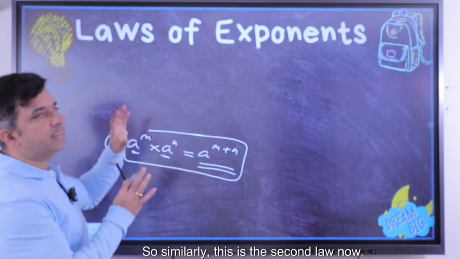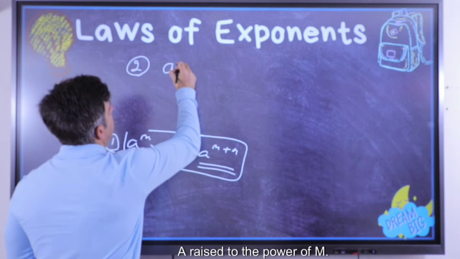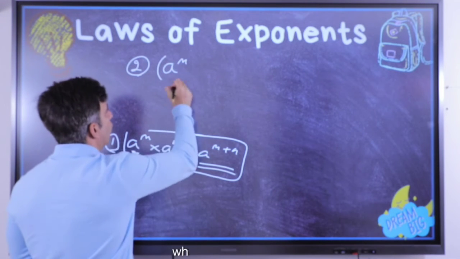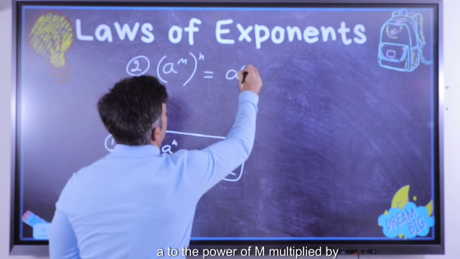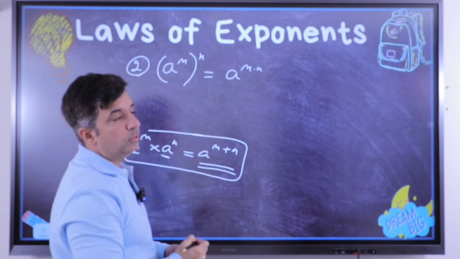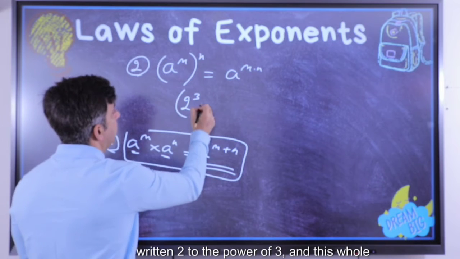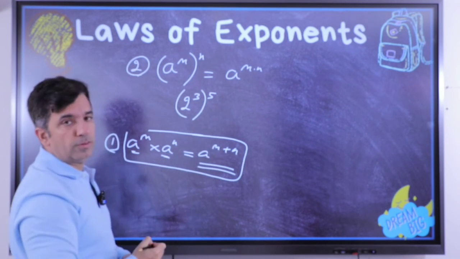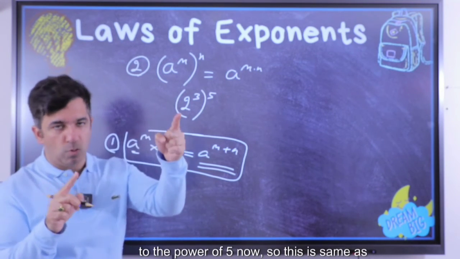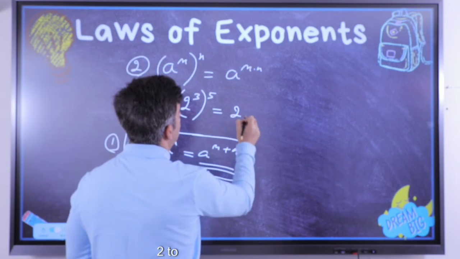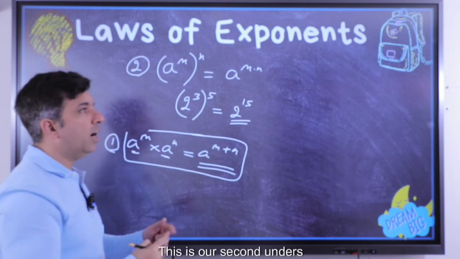Similarly, this is the second law now. The second law is this, that a raised to the power of m whole raised to the power of n is the same as a to the power of m multiplied by n. This means that, let's say, we have written 2 to the power of 3 and this whole term is raised to the power of 5. This is the same as 2 to the power of 3 multiplied by 5, that is 15. This is our second understanding.